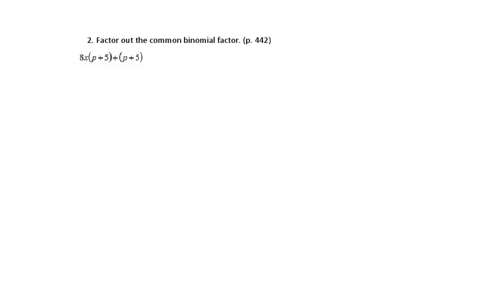And that is your answer. Question 2 would like us to factor out the binomial. And since we have the same term, what we can do is we can just write the binomial, the parentheses part, which is p plus 5. And then for another group, we can write 8x plus 1, because technically there's a 1 right there in the front.